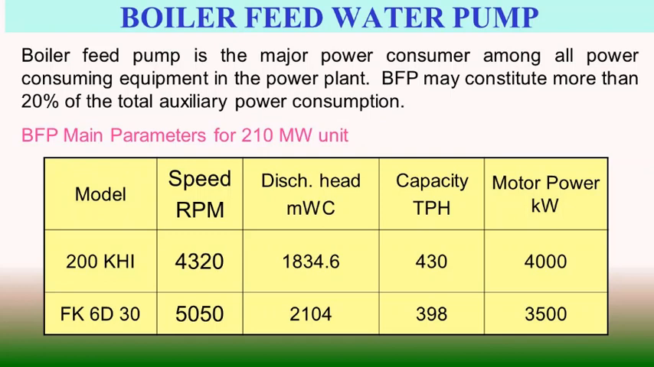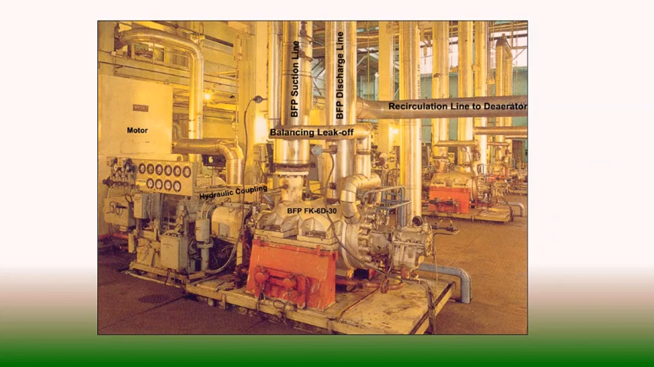So basically for a 210 megawatt unit, two types of BFPs are available. One consumes around 4 megawatt of power and delivers at a rate of 430 tons per hour. Another consumes 3.5 megawatt power and delivers around 398 tons per hour. And both are running at a very high RPM. RPM is the key parameter that shows the pump's size and other things, and how they consume power to give so much discharge head to send the water into the boiler.